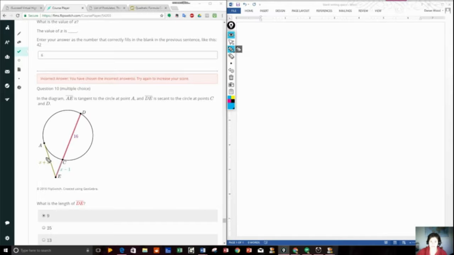Okay, well, I'm thinking to myself, what do I have? We have a tangent segment and we have a secant segment. So I'm thinking, there was a theorem for that, and it said that the tangent segment squared was equal to the product of the whole secant line, so DE, being multiplied by the exterior part, so CE.